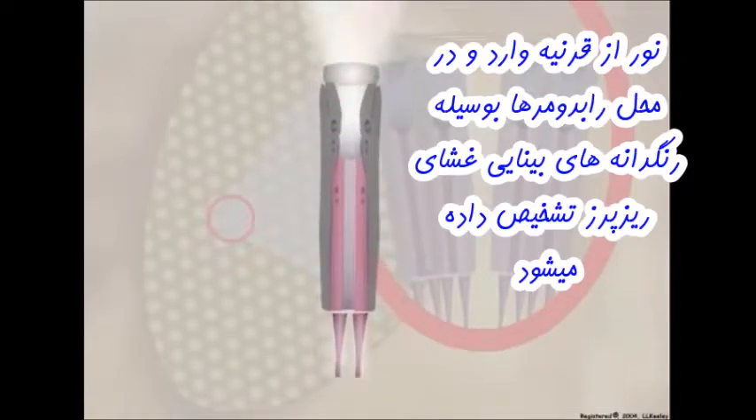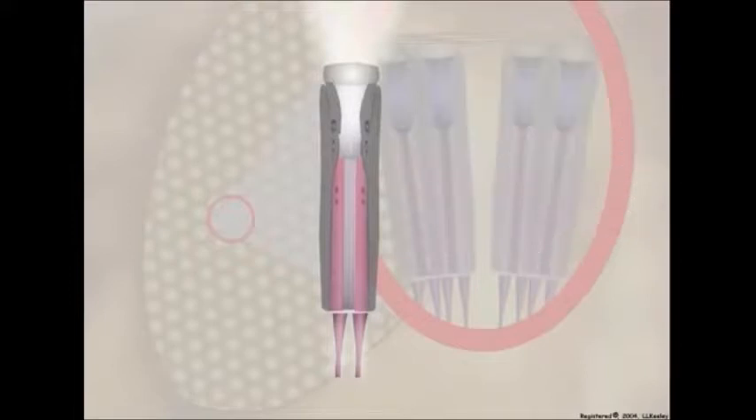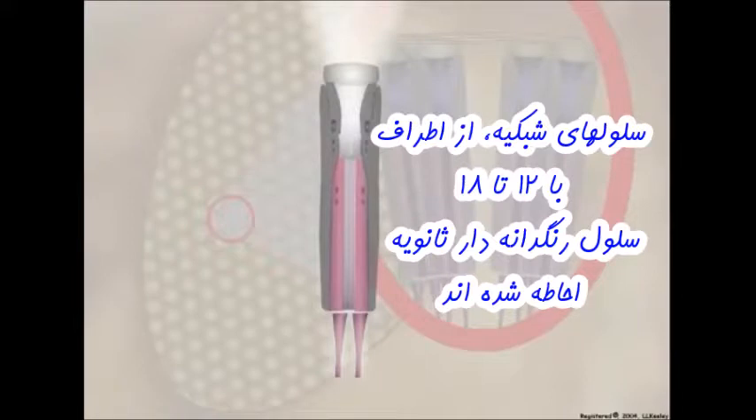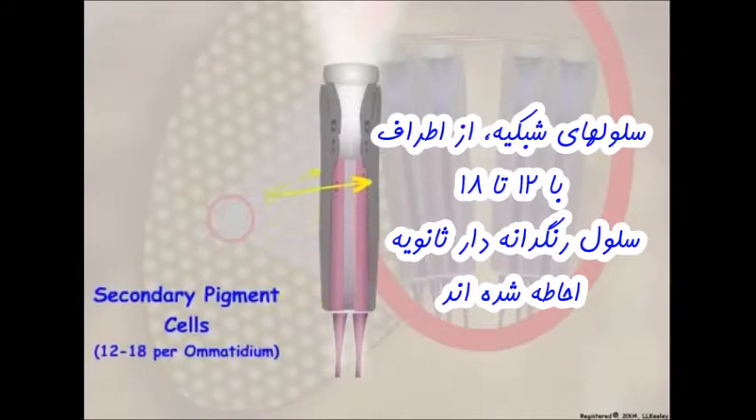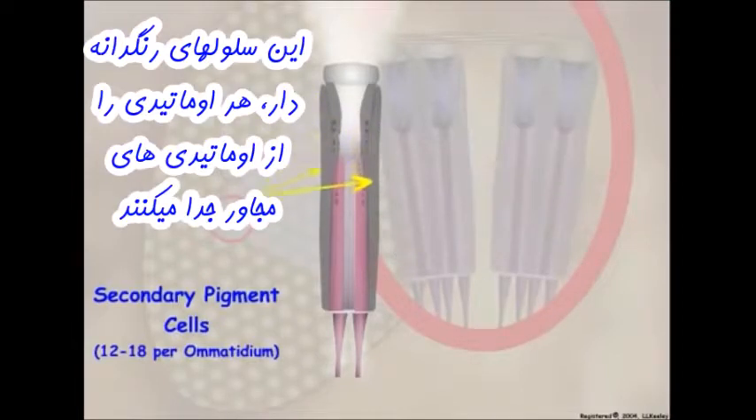Light entering the cornea and cone of an ommatidium is focused on and detected by visual pigments embedded in the rhabdomere membranes of the reticular cells. Reticular cells are surrounded by 12 to 18 secondary pigment cells so that each ommatidium can be functionally isolated from its neighbors.